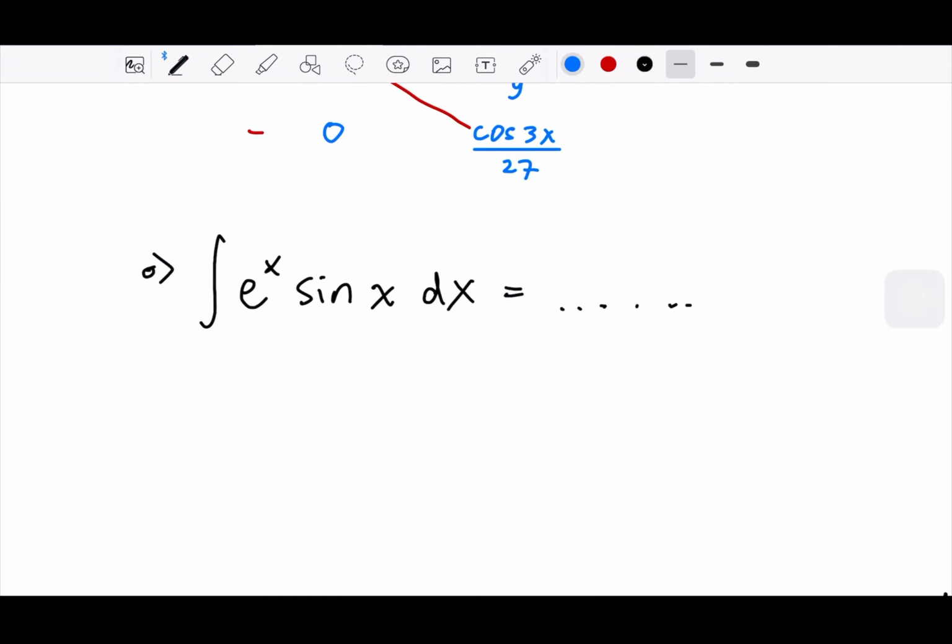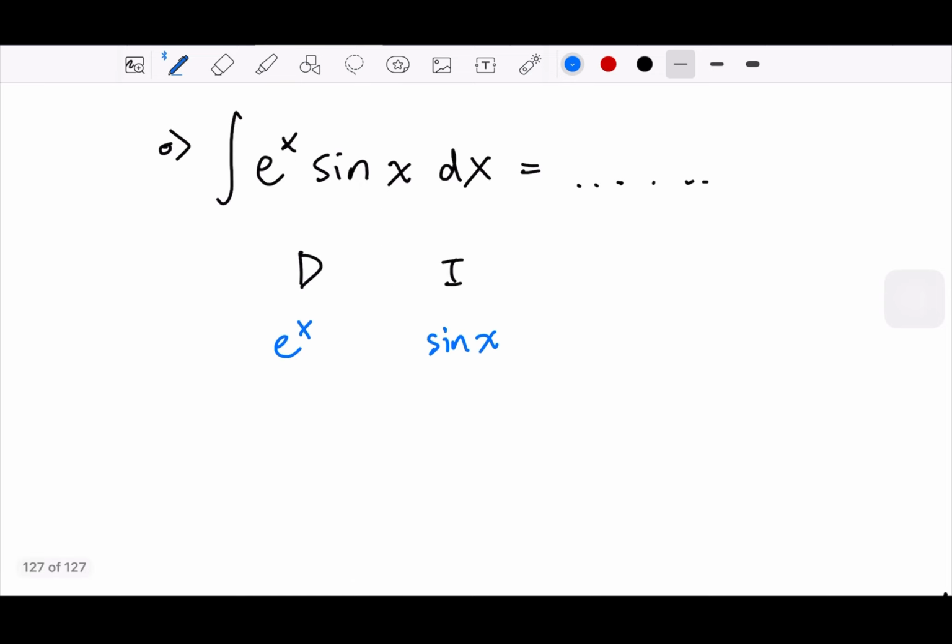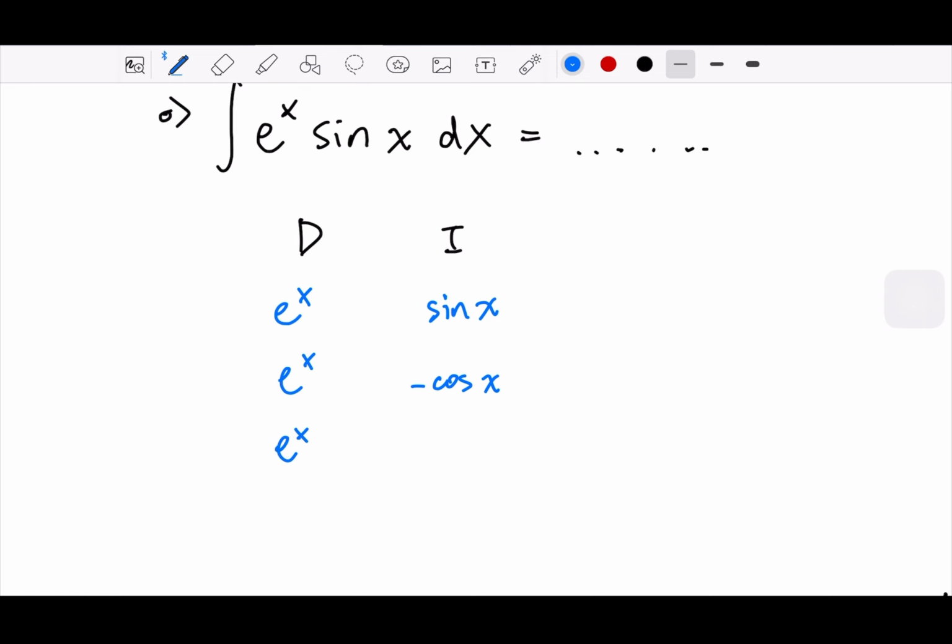So let's try the D I method, and let's say we take e to the x and sine x here. So differentiate, integrate, okay, and then differentiate again, and then integrate, and you will see that it becomes another sine, as in the original equation. So I decide to stop here.